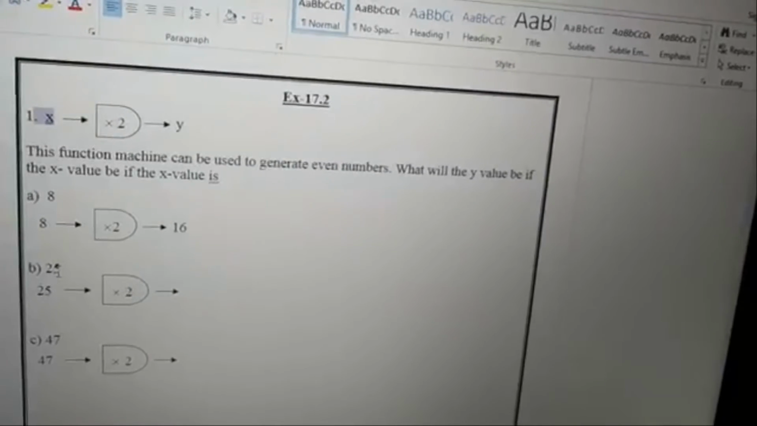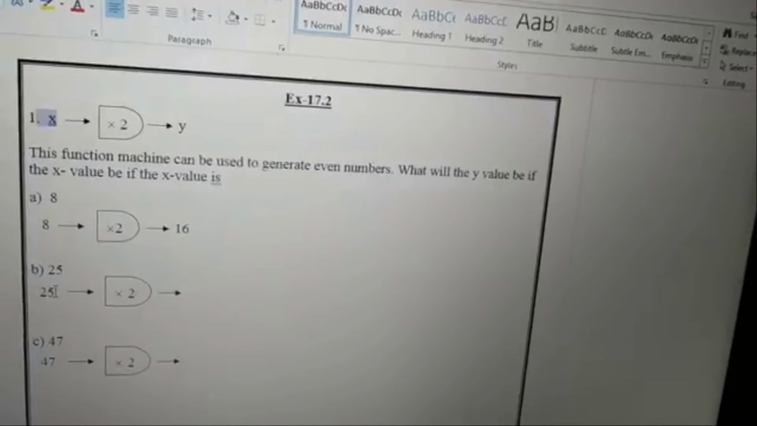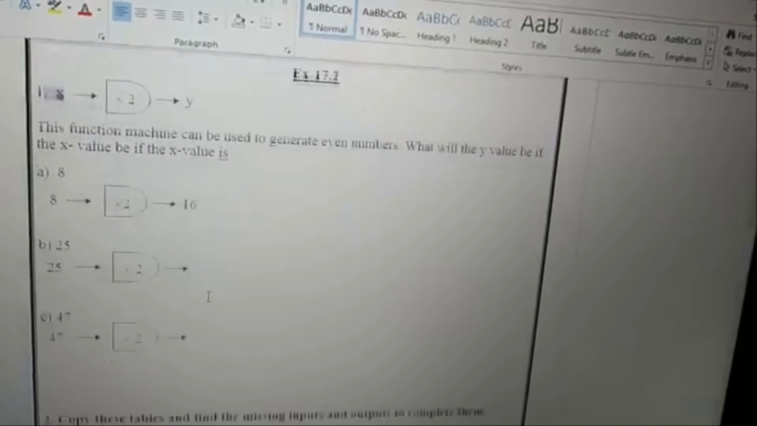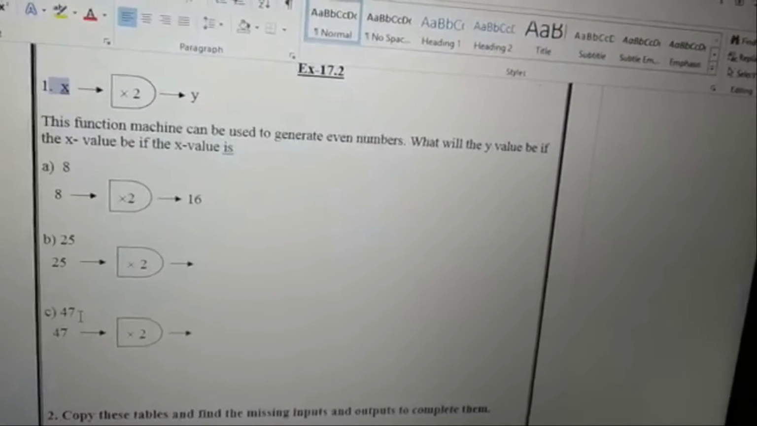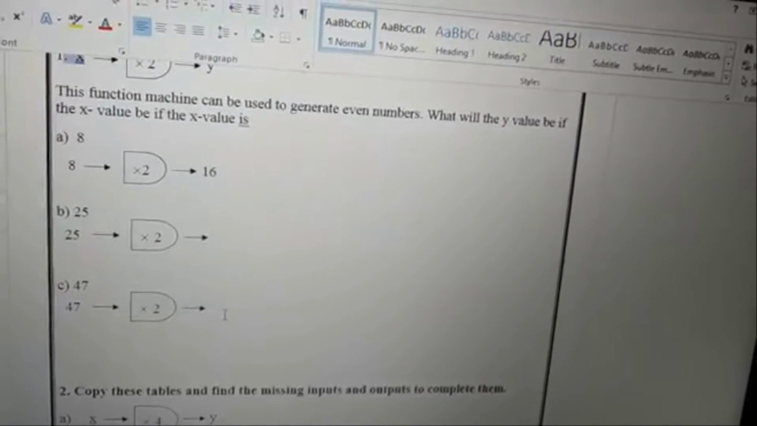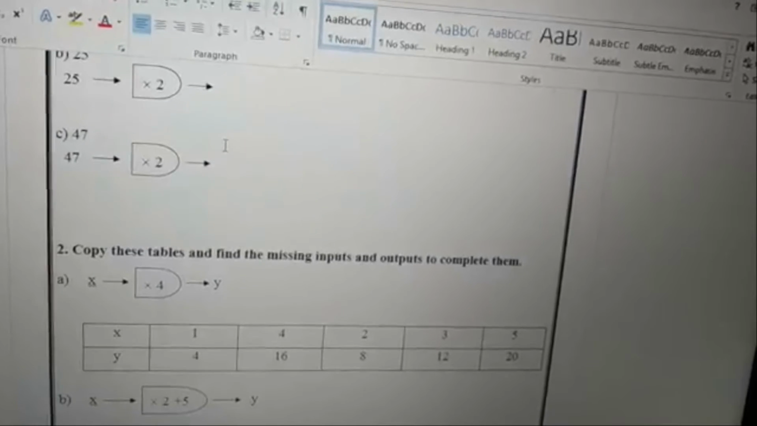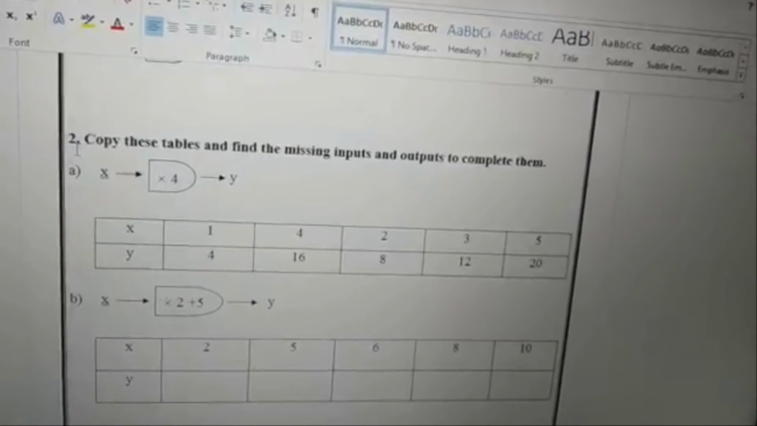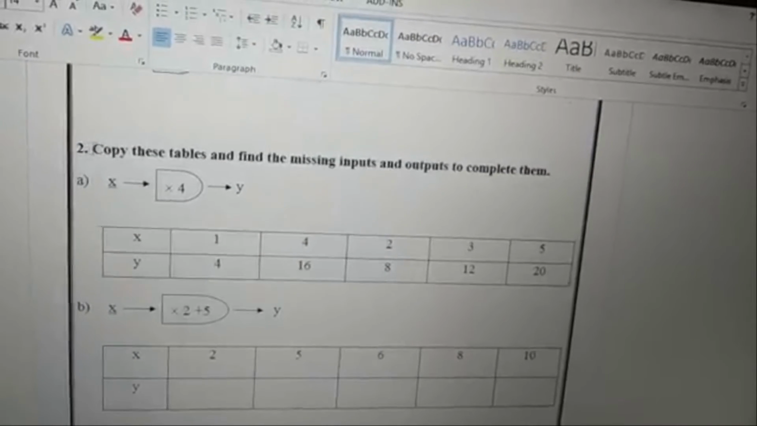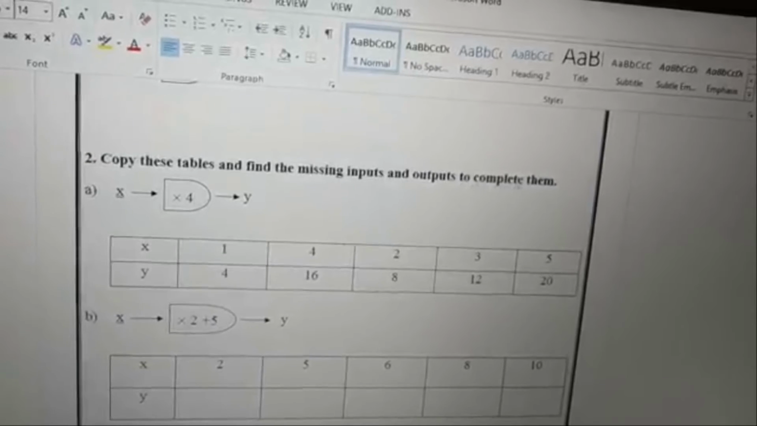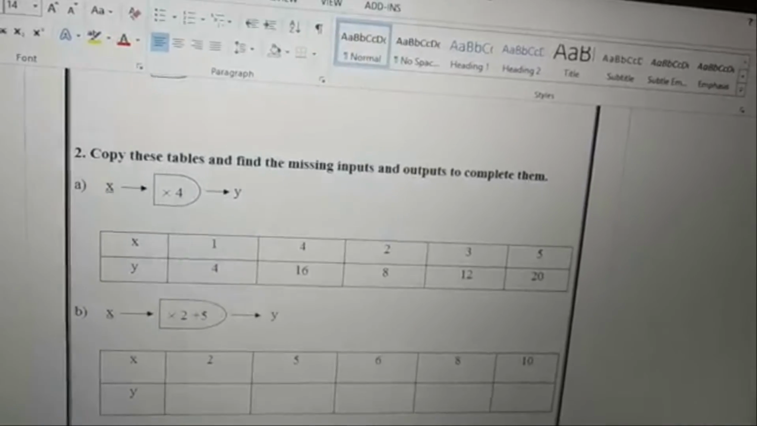See number B. Here the input is 25, so it will be 25 multiplied by 2. You can find the output. Number C, 47. 47 multiplied by 2 is what will be the output. So we can do this. Now let's move to question number 2. Copy these tables and find the missing inputs and outputs to complete them.